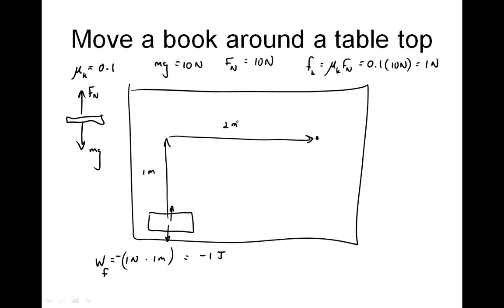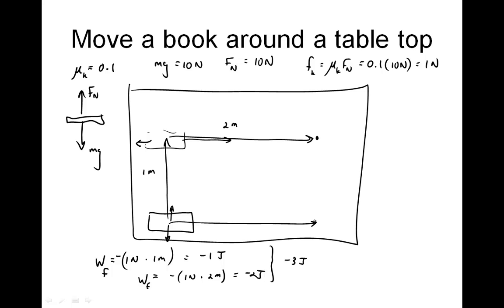I move 2 meters in this direction. As I get the book into this position and I push it to the right, friction is going to push back to the left. So the work done by friction for that portion of this path will equal negative 1 newton, still a 1 newton force, times 2 meters. So I get negative 2 joules. So the total work done along this path is negative 3 joules. Now you might note that if I went this way, negative 2 joules, and to here, negative 1 joule, I get negative 3 joules. Same amount of work done by friction along either of those paths.